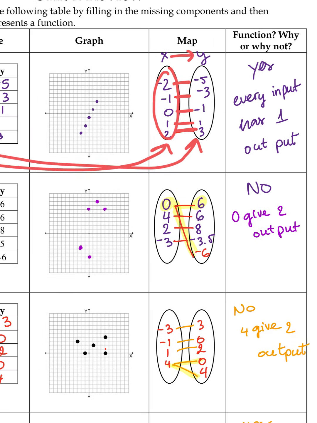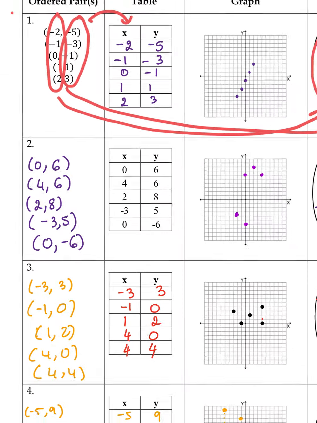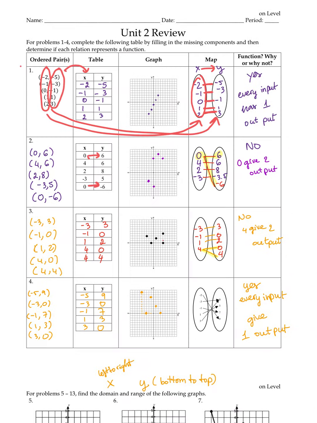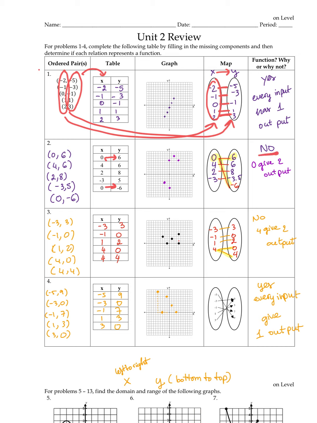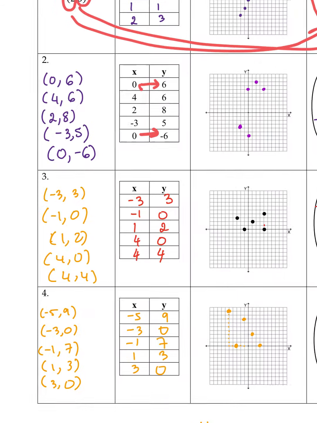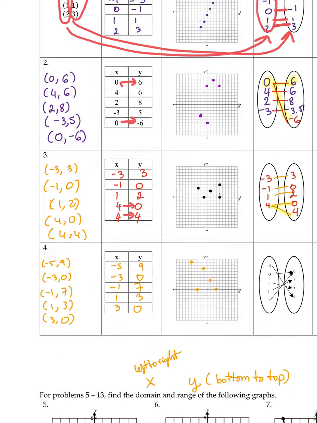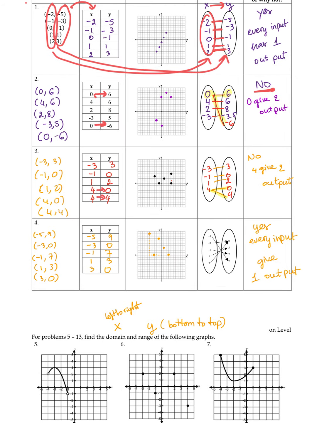When you look at the second one, you can see that 0 gives two outputs. One is 6 and one is -6, right? So you can say no, this is not a function because 0 gives two outputs. All right, same thing for number 3. We can see that 4 gives two outputs, right? So this is not a function. And we can see that the 4 gives 0 and 4.